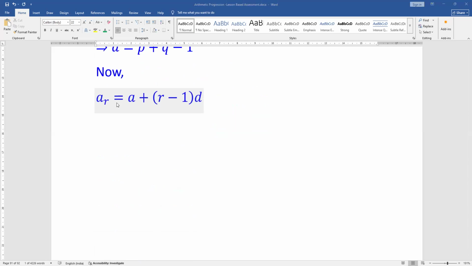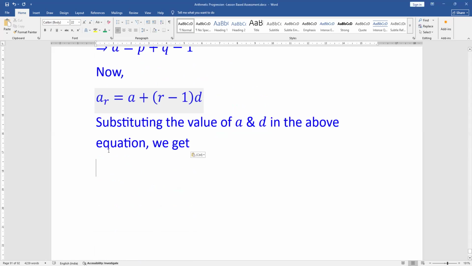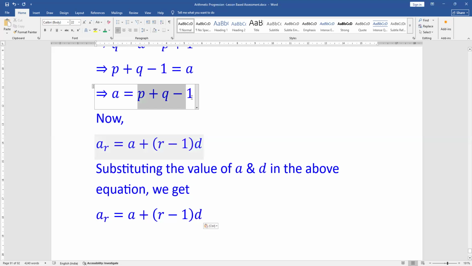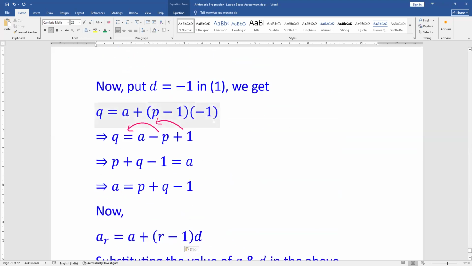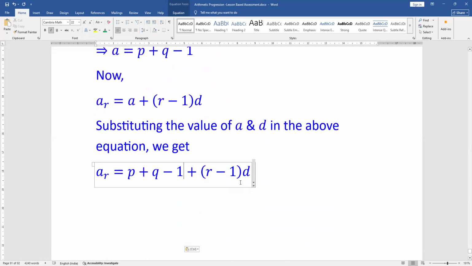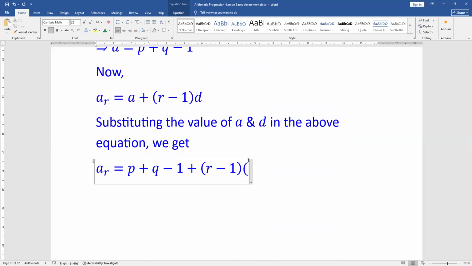So in that one, we are going to replace here. Let me write a statement here: substituting the value of a and d in the above equation, we get. So once again, write this equation. Instead of a, we take p plus q minus 1. Instead of d, you have minus 1, correct? So we can replace it with minus 1.